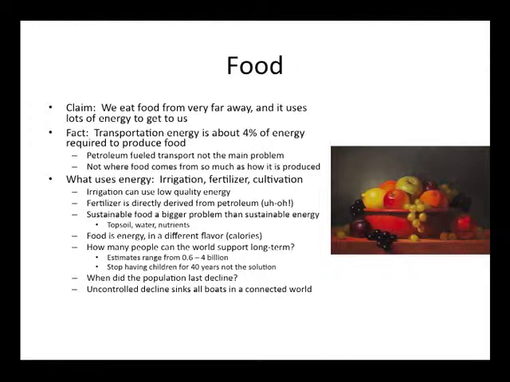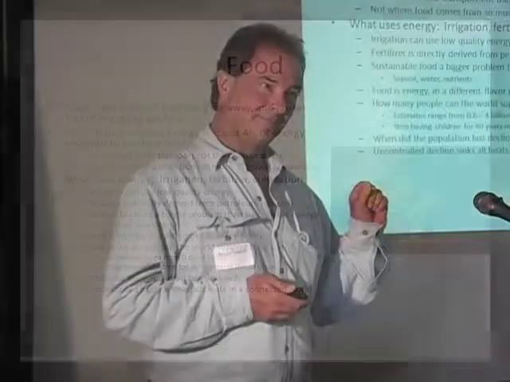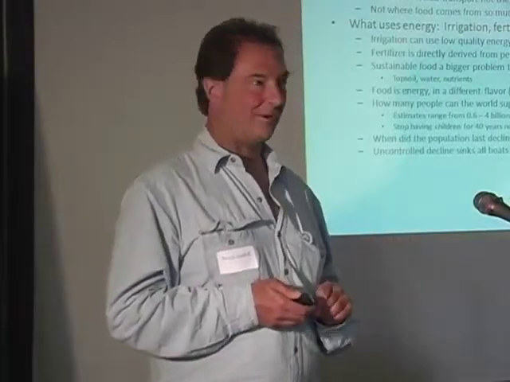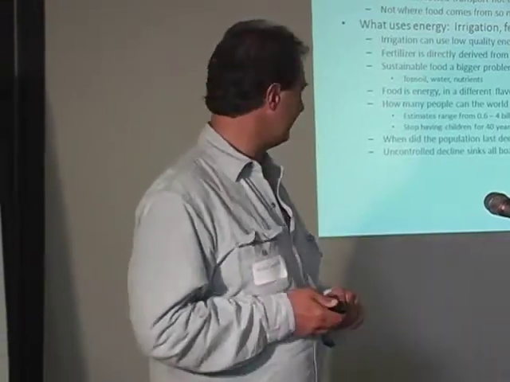People look at what it would take to have sustainable topsoil, sustainable water, nutrients, and do calculations as to how many people the world can support long term. And you can tell that it's an immature science because the estimates vary all over the map. It's from 0.6 to 4 billion. Well, those numbers are less than where we are now. We're just getting near 7 billion.